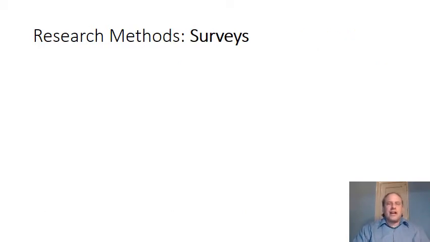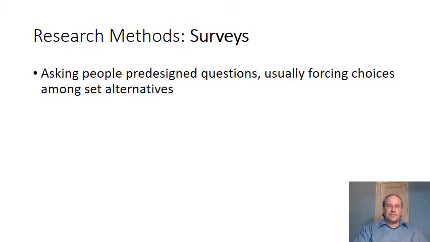Now, let's talk about the various research methods. The first, surveys. Surveys are in some ways straightforward. You ask people pre-designed questions. You're often familiar with this in the form of polls or other surveys. And what that means is there's a forced choice among alternatives. You're either answering A, B, C, or D.